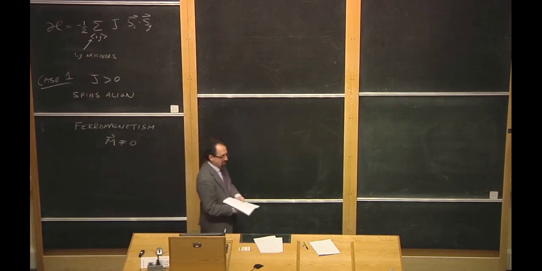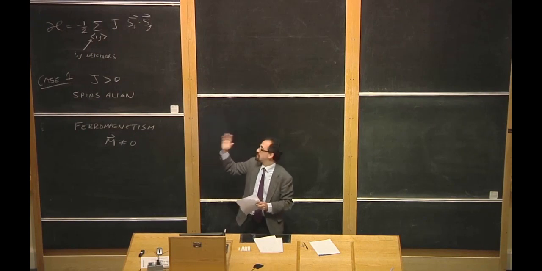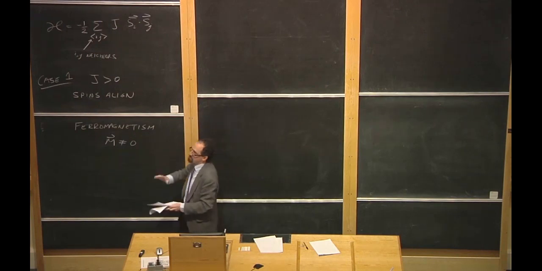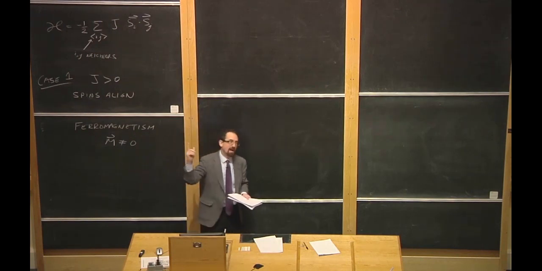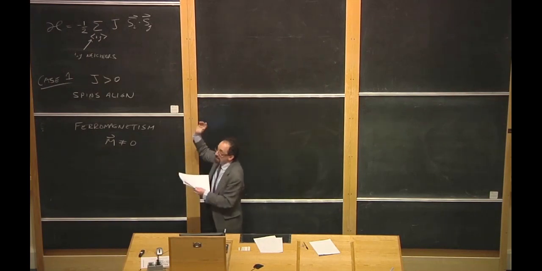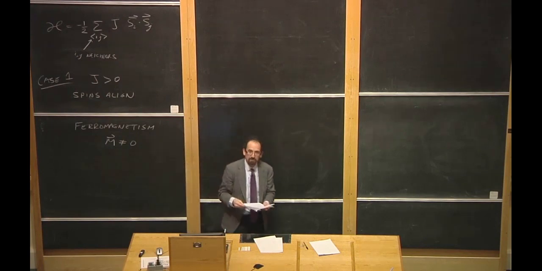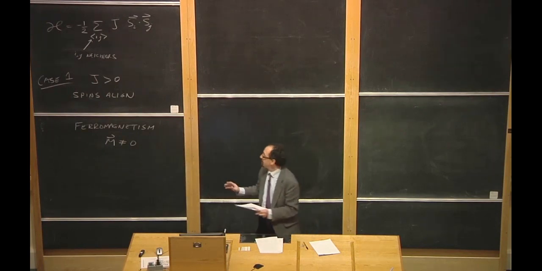Now, it doesn't matter in this Hamiltonian which direction the spins all align in, as long as the spins are all aligned with each other. So they can all be pointing up, they can all be pointing down, they can all be pointing to the left, they can all be pointing to the right. You'll end up with the same energy. What's important is all the spins align with each other, okay? So this is the easy case to study.